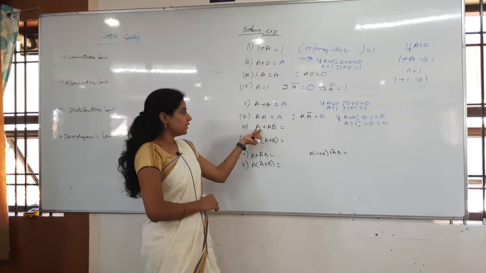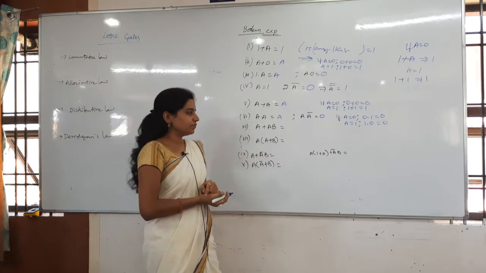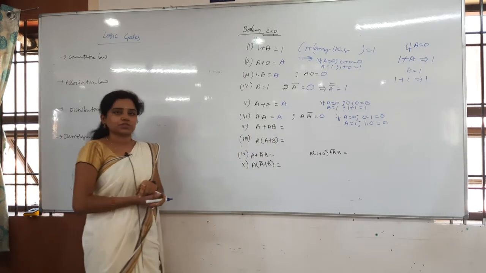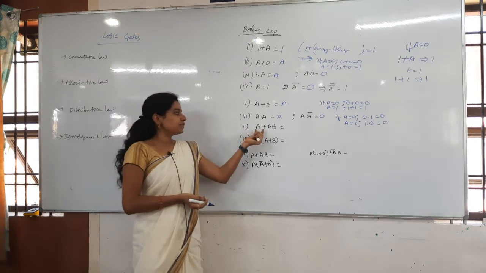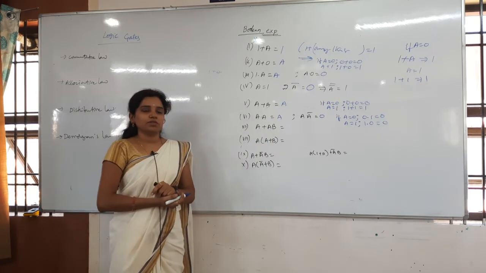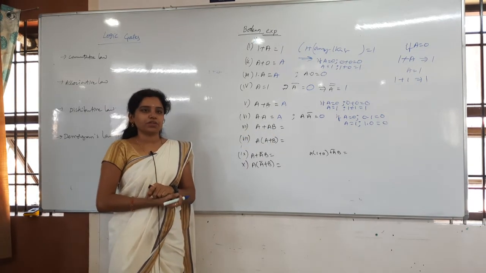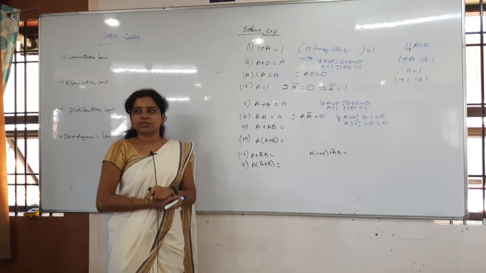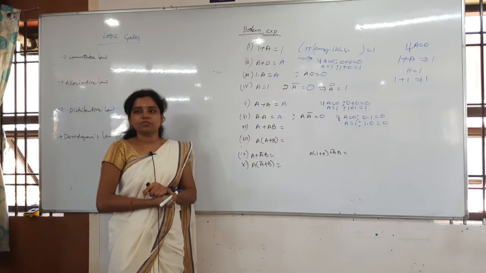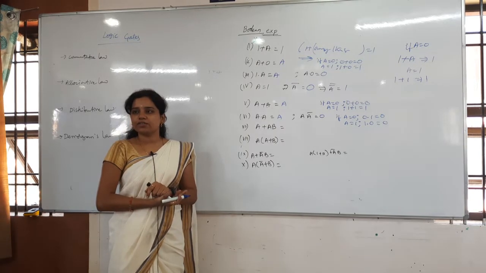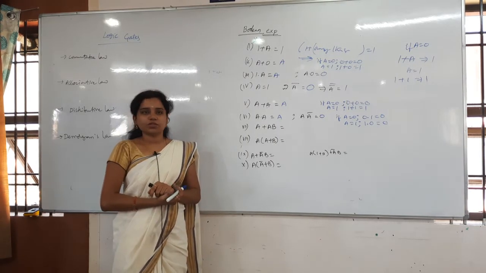Then the next one is A plus AB. From now onwards these are different cases. A plus AB. Think properly what you can write. By just seeing it only you can say that. A. How are you saying that as A? 0.